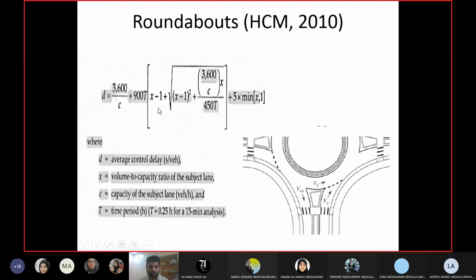And X is a ratio. X is the ratio of volume to capacity, again of the lane for which you are finding out the delay. We have discussed earlier about volume and capacity. Volume is the actual number of cars passing through that lane, and capacity is the maximum. So the volume to capacity ratio can be 1 or less than 1, right? The volume which is passing can be equal to capacity, so X will be 1. Or it can be less than capacity, then X will be less than 1.